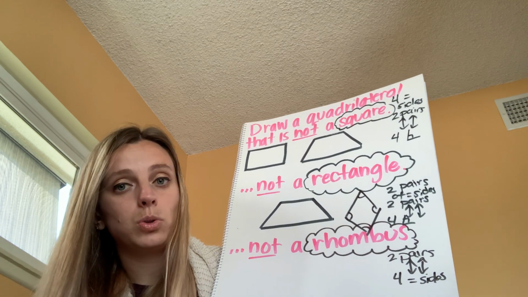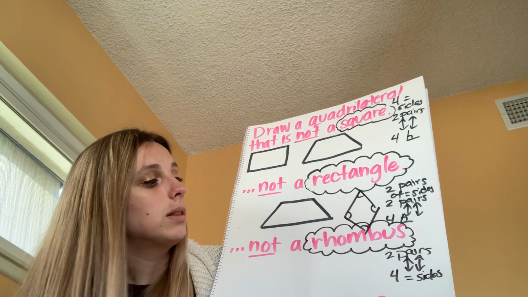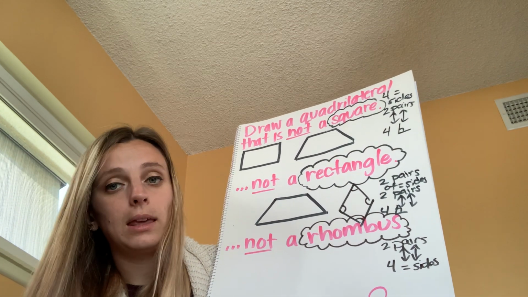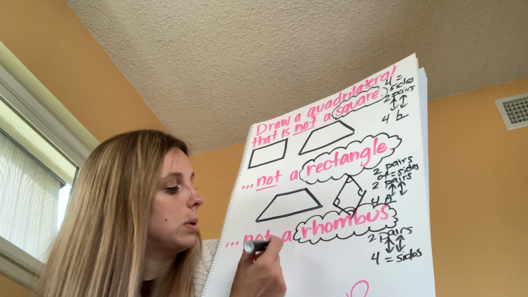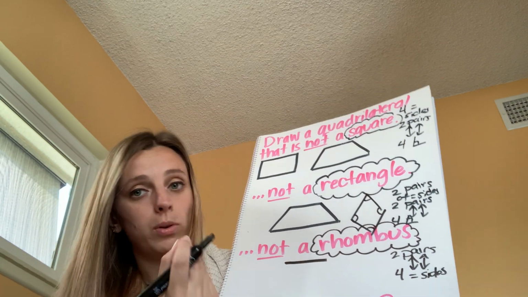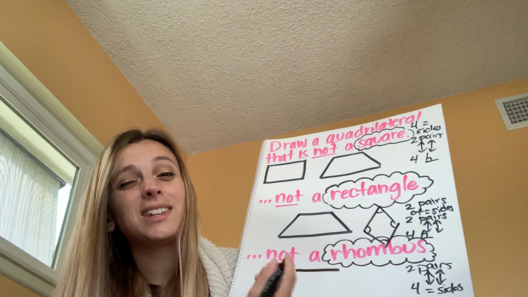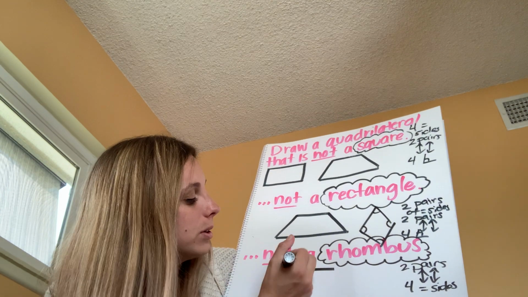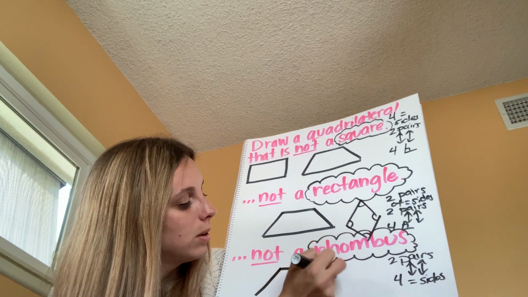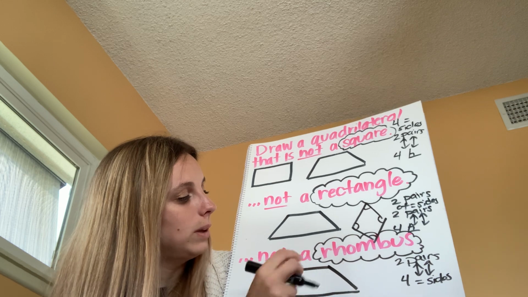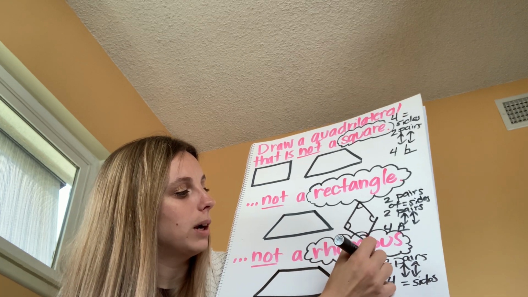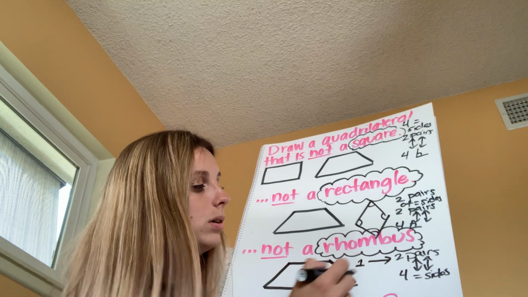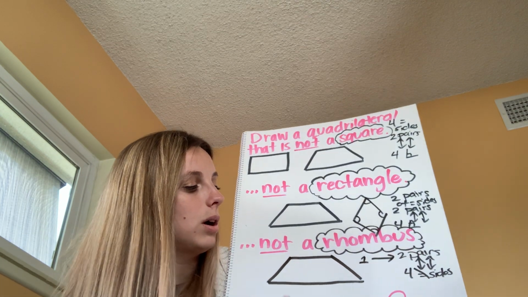To make something that is not a rhombus, I need to change either the number of parallel lines, or I need to change the length or number of sides. A trapezoid answers both of these. And a trapezoid is honestly a really easy go-to shape when you're trying to make something that is different from other quadrilaterals. If I look at this quadrilateral, it only has one pair of parallel lines, and it has sides that are not necessarily equal. So it has 4 non-equal sides.